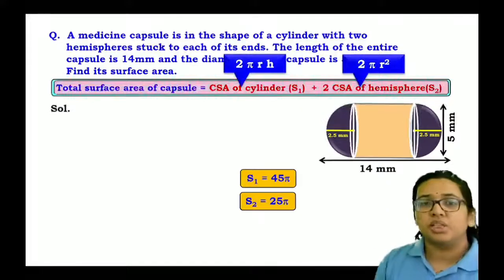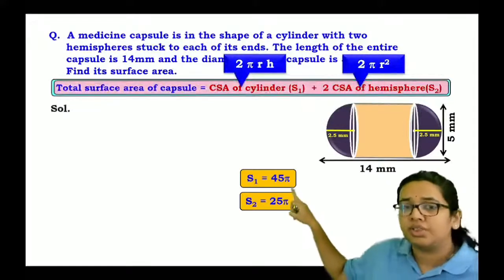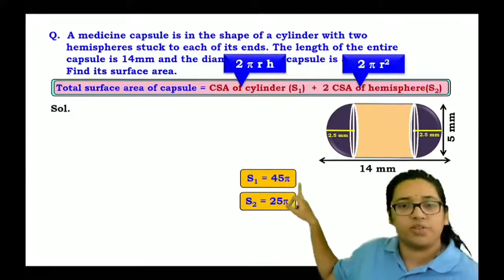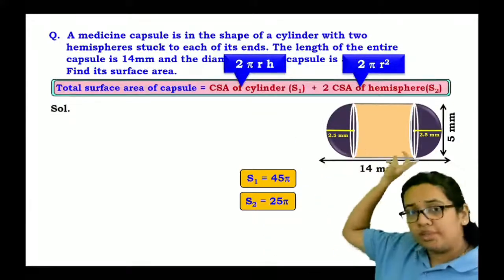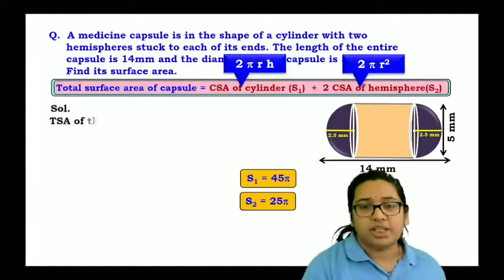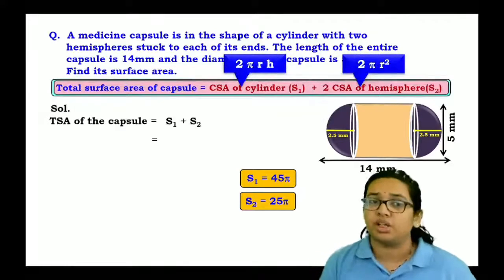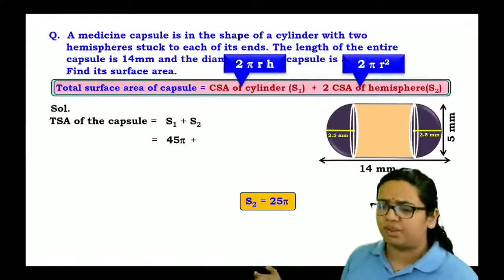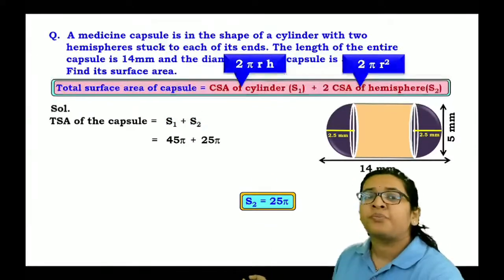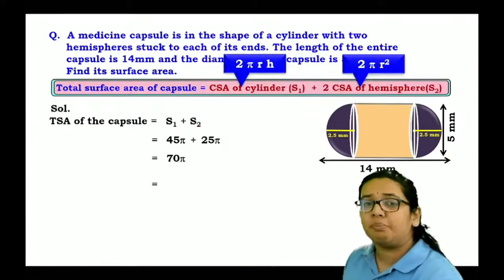which will be 25 pi, squared. So now the curved surface area of the cylinder is 45 pi, and the curved surface area for the two hemispheres is 25 pi. That is, the curved surface area for the capsule will be S1 plus S2, which is nothing but 45 pi plus 25 pi, which is nothing but 70 pi.